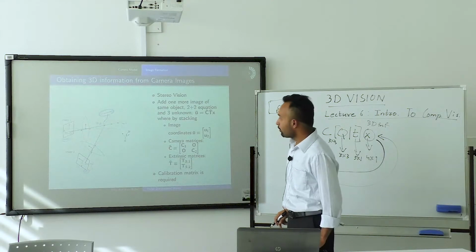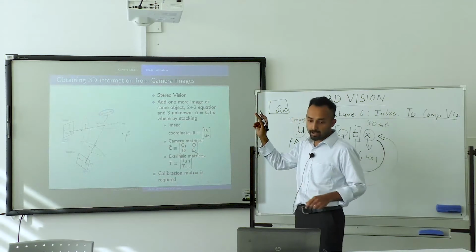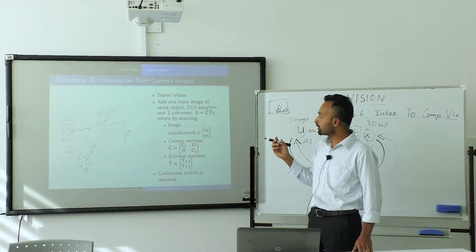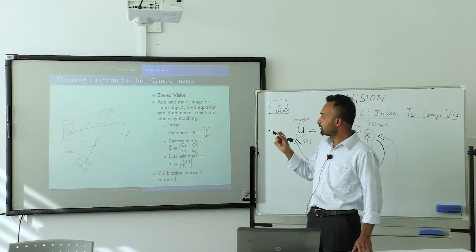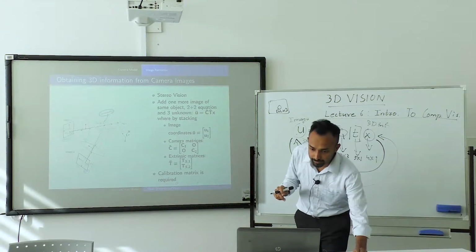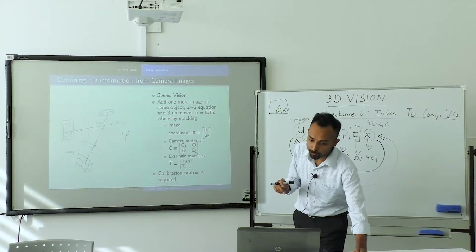So what is the alternative? If you want to have the three-dimensional information, what you will do is intersect the first ray with another ray. So how is this possible?